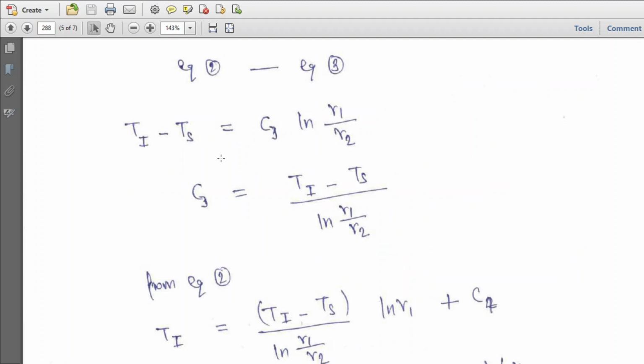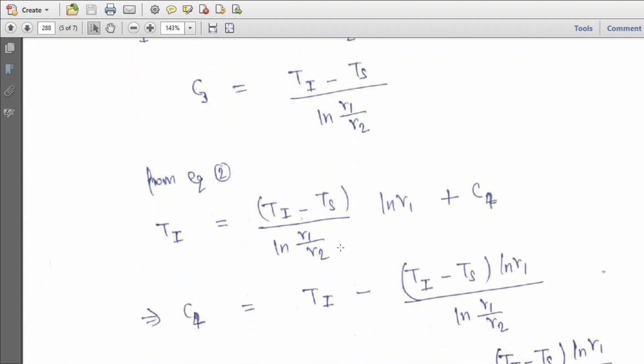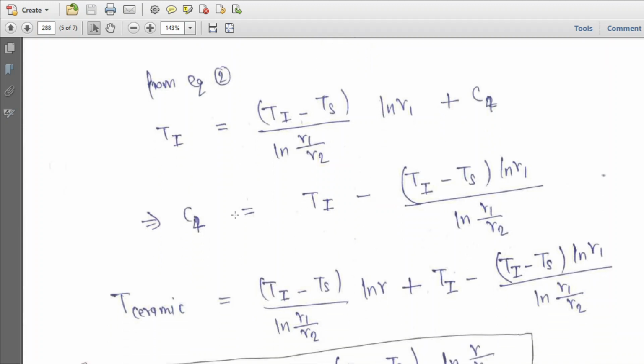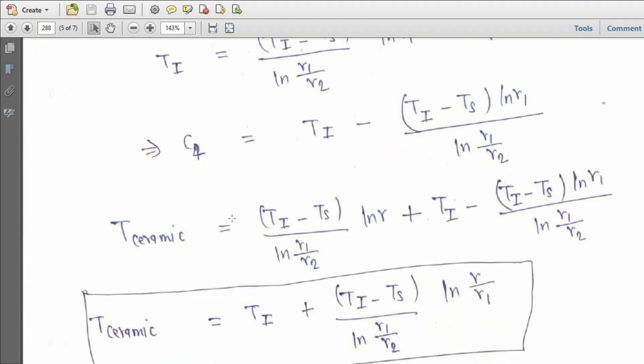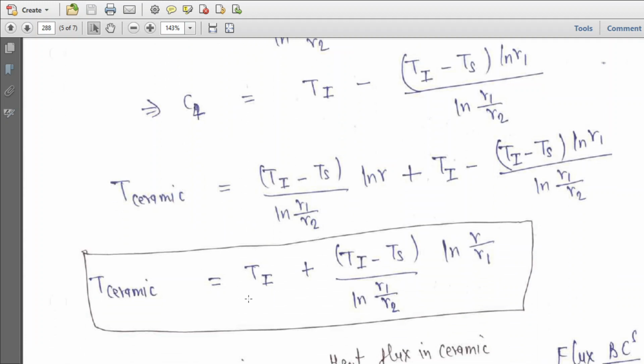So from here, subtracting equation 3 from 2, we get C3 equal to Ti minus Ts upon ln R1 upon R2. Now from equation 2 we can calculate the expression for C4. Now the T ceramic expression is finally Ti plus Ti minus Ts upon ln R1 upon R2 times ln r upon R1.